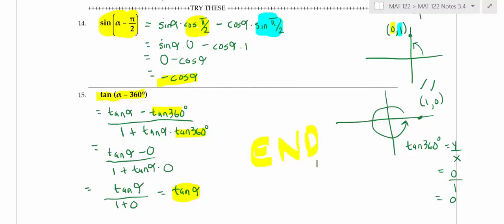Hopefully this helped everybody to learn the information and put a happy face. Keep smiling. It's only trigonometry.